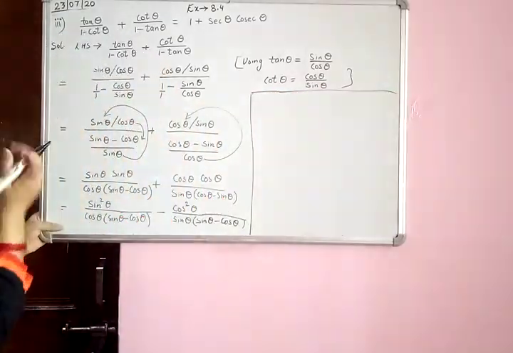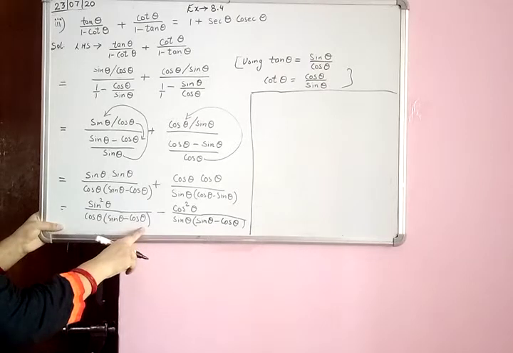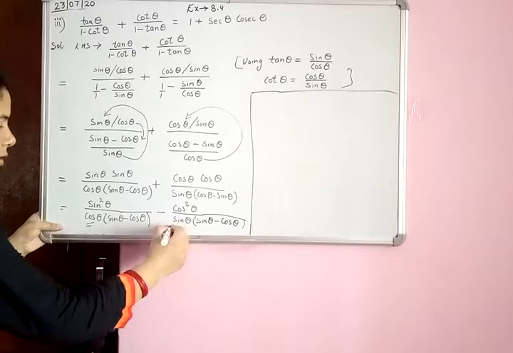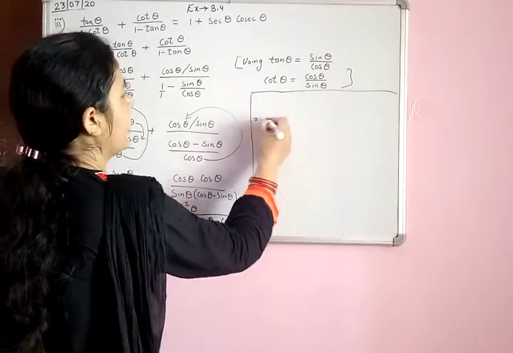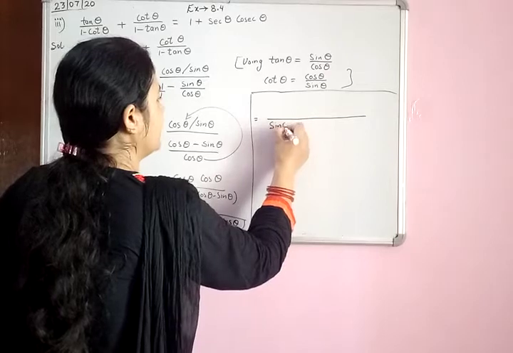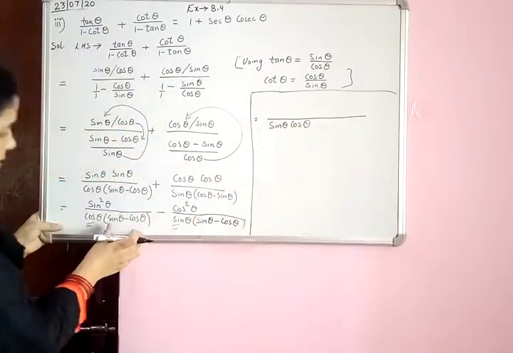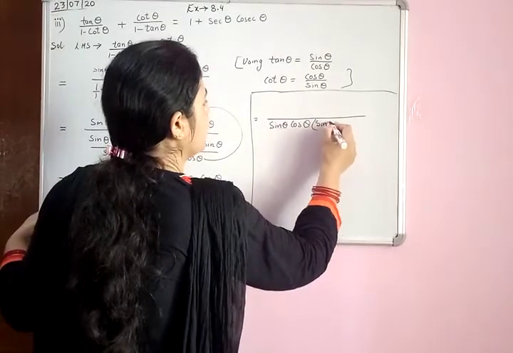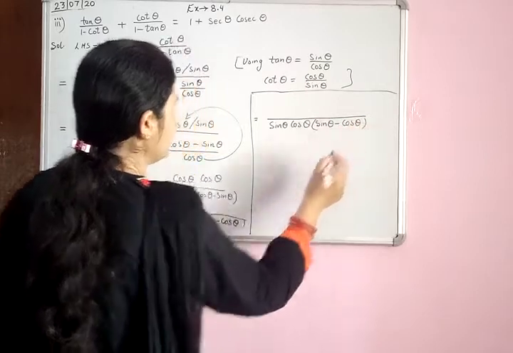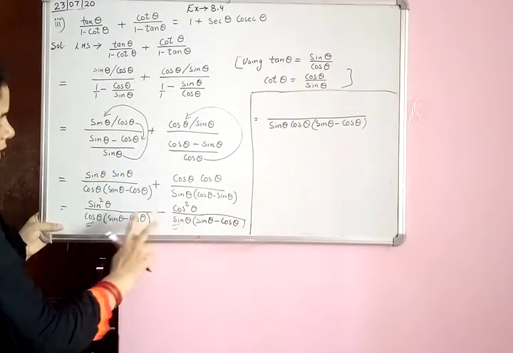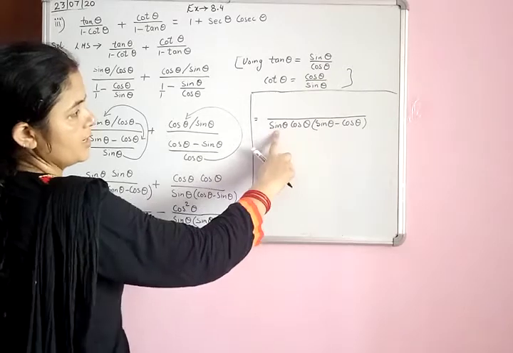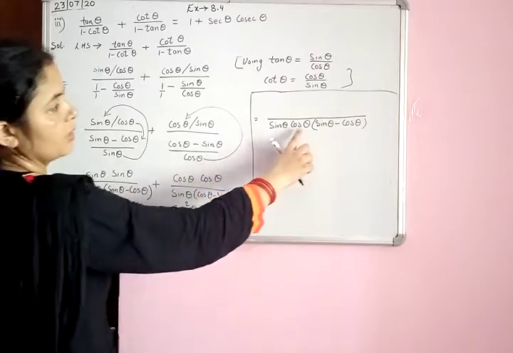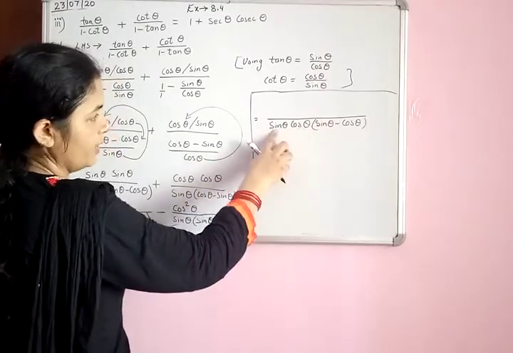Okay, now look at here, LCM of cos theta into sine theta minus cos theta and sine theta into sine theta minus cos theta. Look at here, this term is different, cos theta and sine theta. So in LCM, I will take both sine theta into cos theta. But this term is same, sine theta minus cos theta, so I will not repeat this, I will write sine theta minus cos theta. So the LCM is cos theta sine theta into sine theta minus cos theta. Now look at here, cos theta sine theta minus cos theta cancel. So we have sine theta.